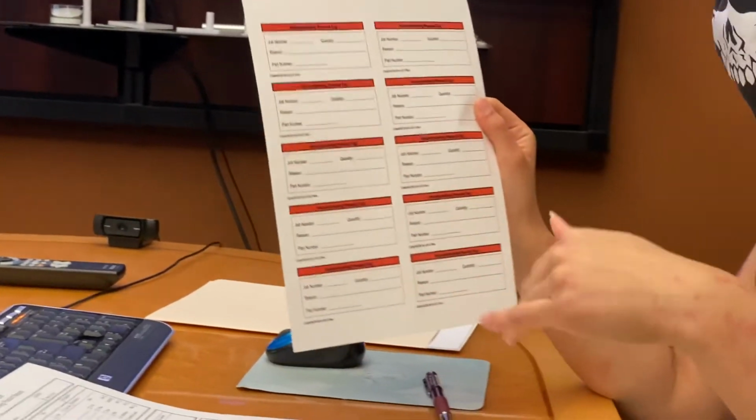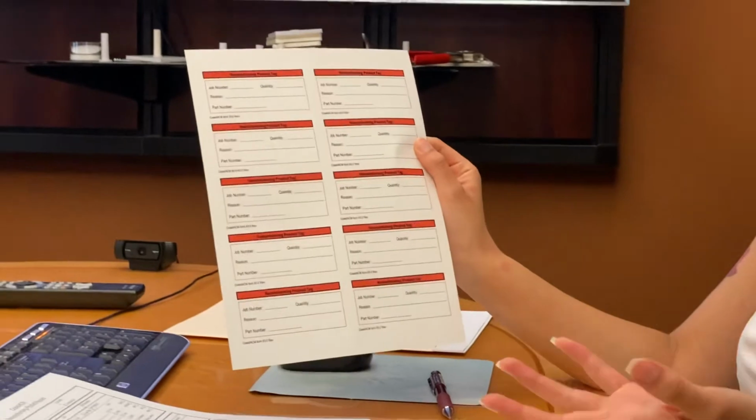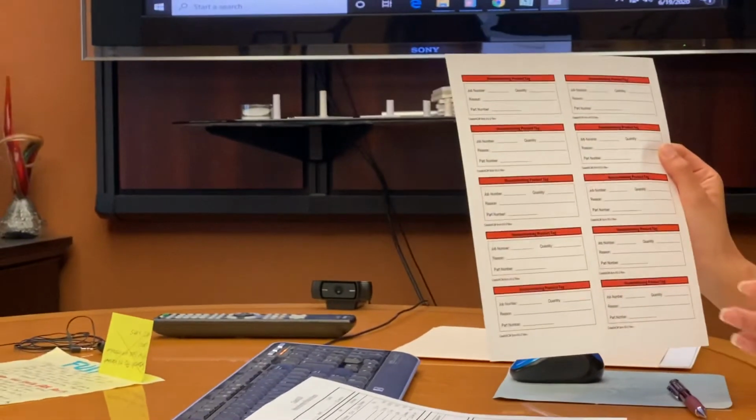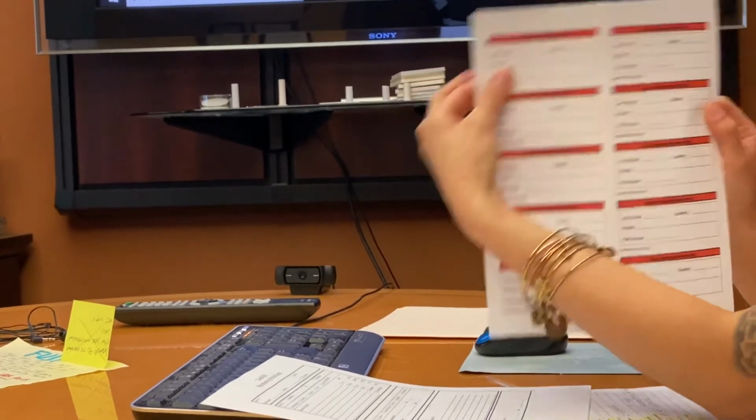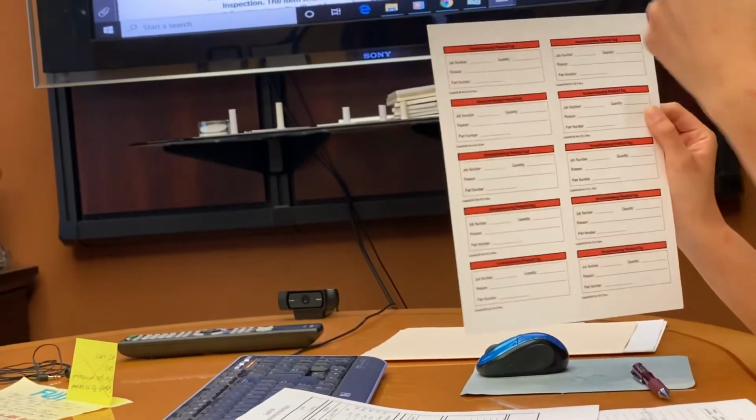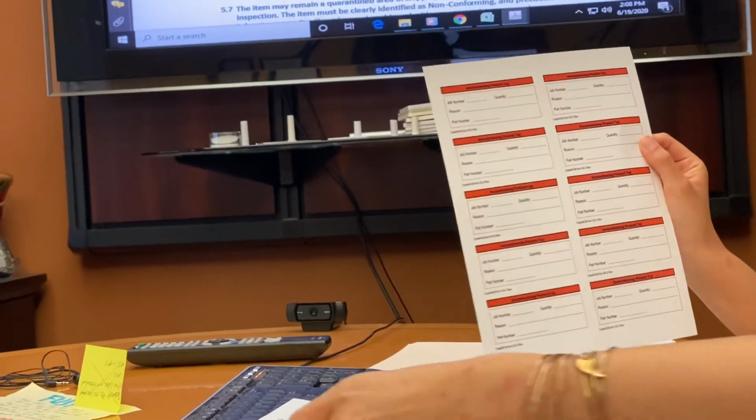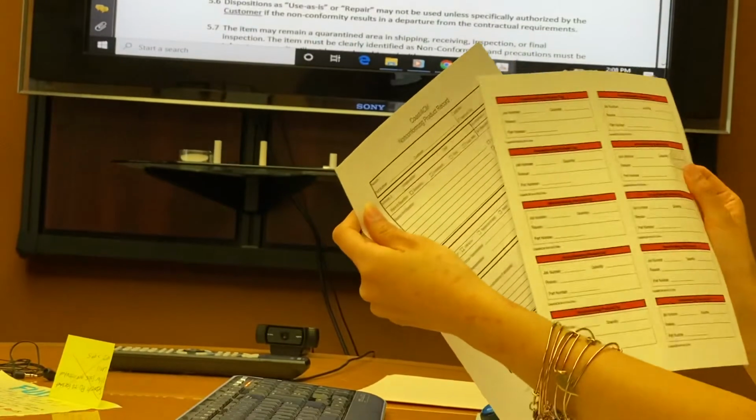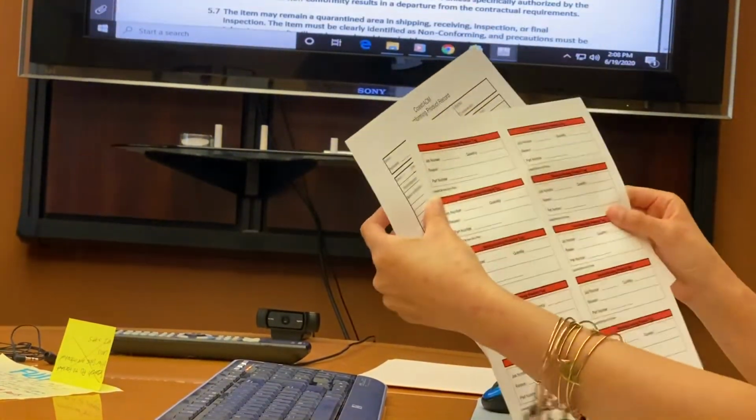So put the parts in a little bag or whatever. If it has wires exposed, then you want to make sure that you package the parts a little bit before putting them in a bag and before putting this tag on it. And then once you already have this tag on the non-conforming product, you go ahead and staple it to this one. So they must always be with the product. Okay.